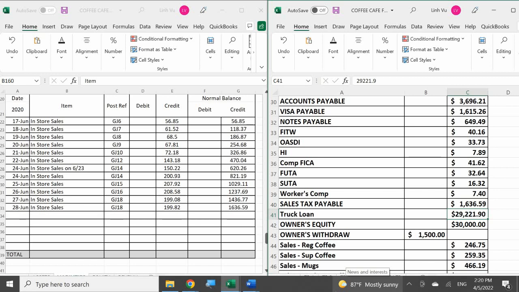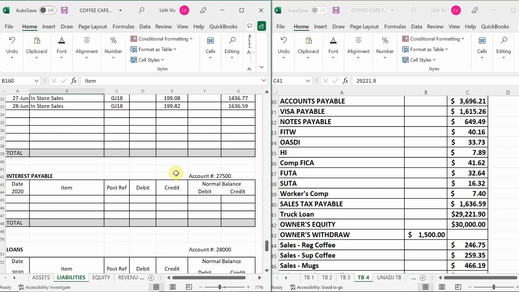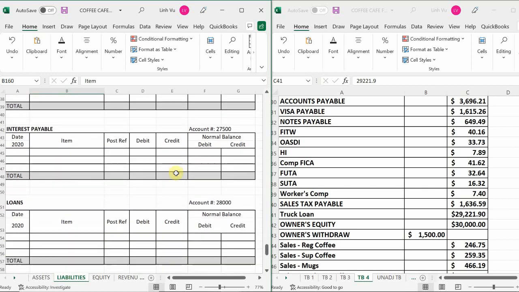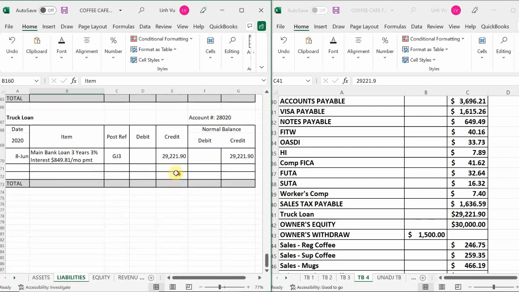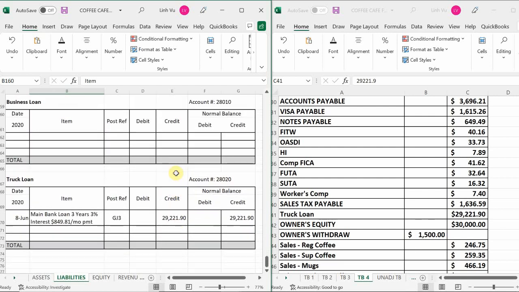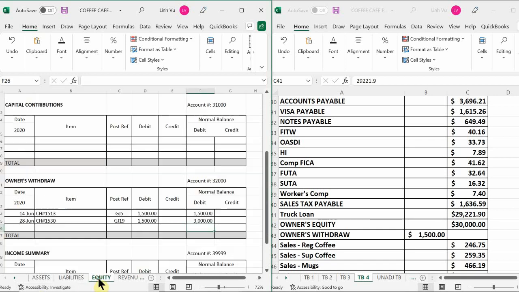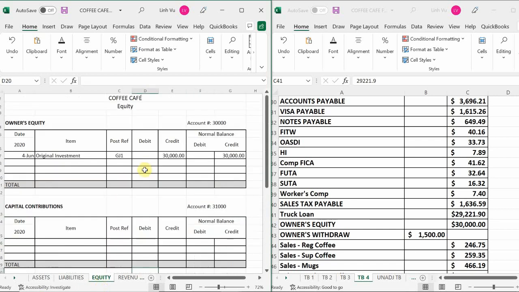Sales tax is $1636.59. Okay. Let's see what else. All right, interest payable, nothing there yet. Then we got some loans, no business loan, but we do have our truck loan for $29,221.90, which is the same that we started out with. So that's that one. Next we have our equity. Okay. We have owner's equity still at $30,000.